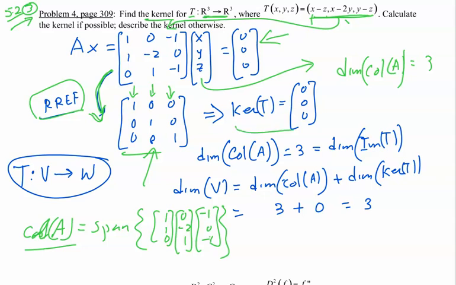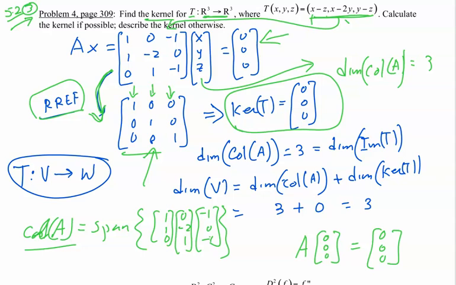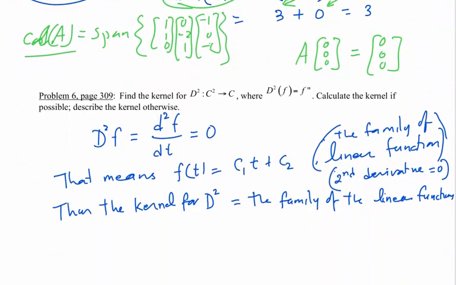So that means the kernel of T is just the 0 vector, 0, 0, 0. What does that mean? If I have the 0 vector, that's the only possibility to get to 0, right? So the dimension of the kernel of A, the kernel of T, is 0. The dimension of the column space of A is 3, and that's your dimension of V. Okay, all right, I hope this helps.